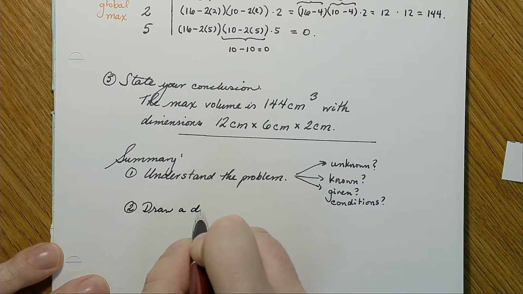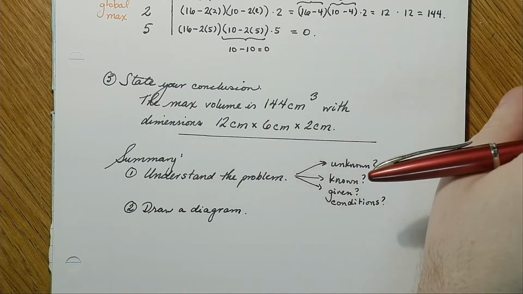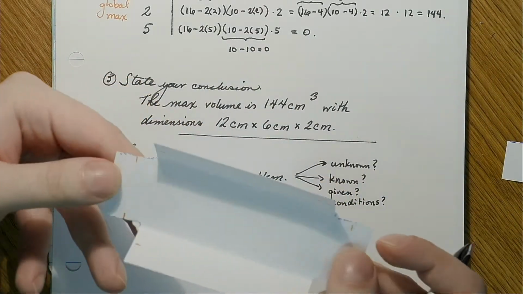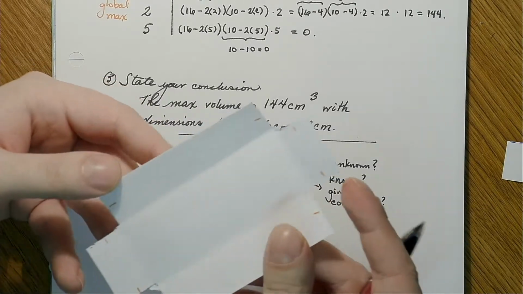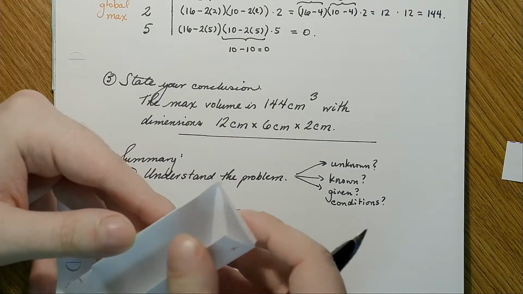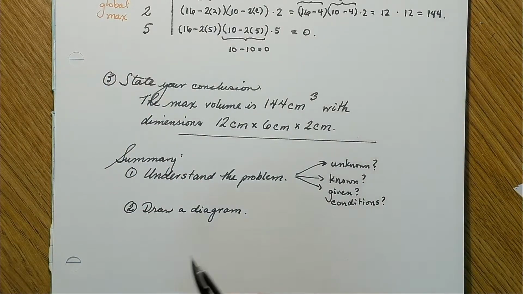Draw a diagram. If you're not super great with seeing this in your head, pull out even something that's physical and tactile. You can actually sit there and work that out and fold up the box and come up with your dimensions. So drawing a diagram is important.